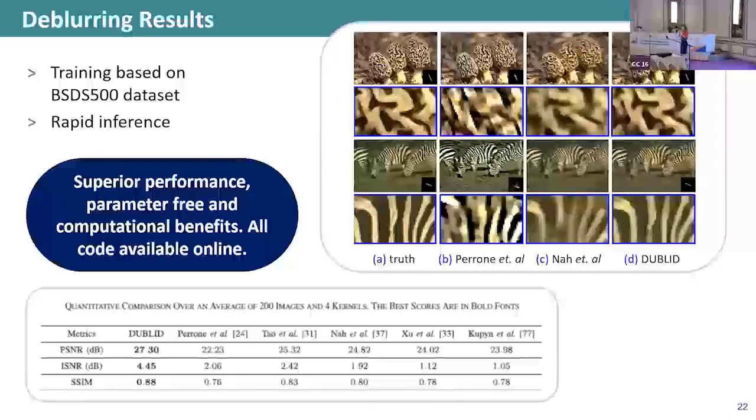No, the exact same. The training and everything was done in the exact same way. Just our network has much fewer parameters. The blur was the same. Yeah, we took it all from the same data set.